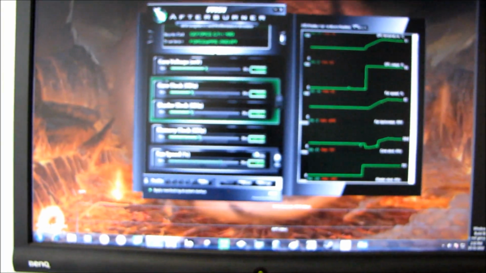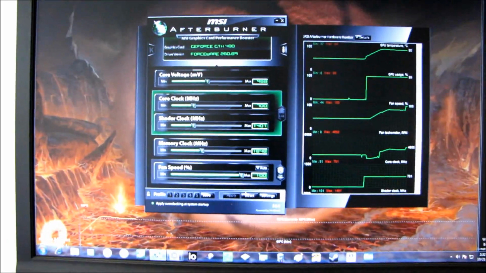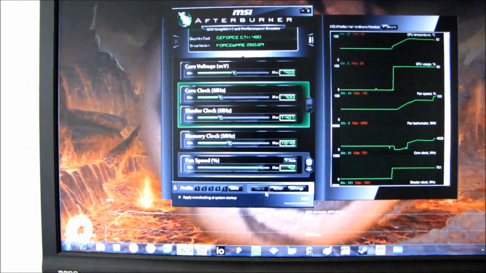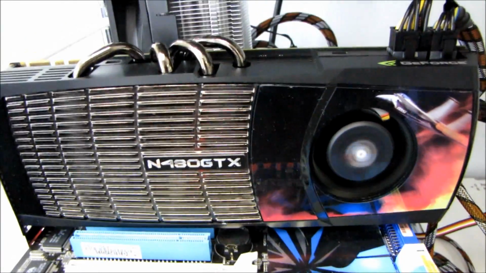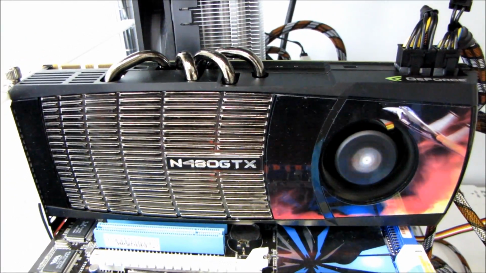And just for fun, I'm going to turn this one up to 100% if you really want to blow your ears off. Quite loud at that particular setting. So go ahead and put it back to auto. I mean, bear in mind, the GTX 480 does ramp up to about 80% fan speed under an intense load like this anyhow.